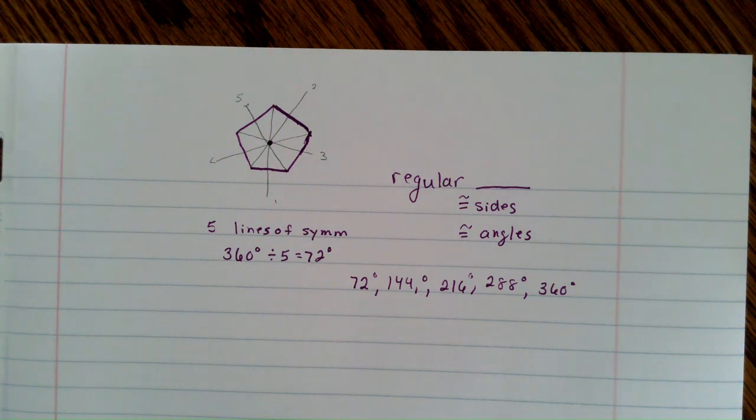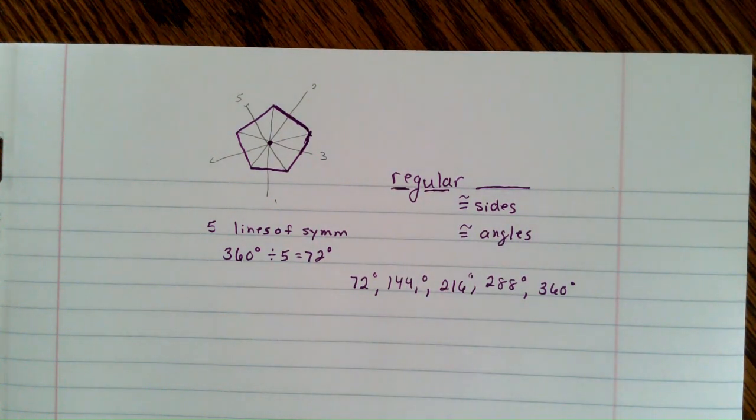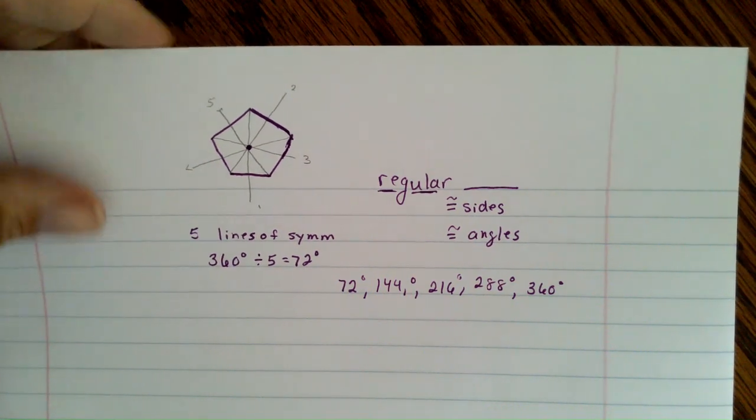So keep in mind that some shapes have both line and rotational symmetry. Some are just one, some are just the other. And if I ever use the vocab word regular when you're watching one of my videos, I'm referring to something that has congruent angles and congruent sides. So a square would be regular, a rectangle would not be, because the rectangle doesn't have four sides congruent. So all your sides are congruent.